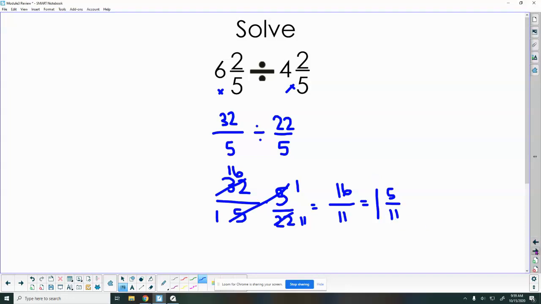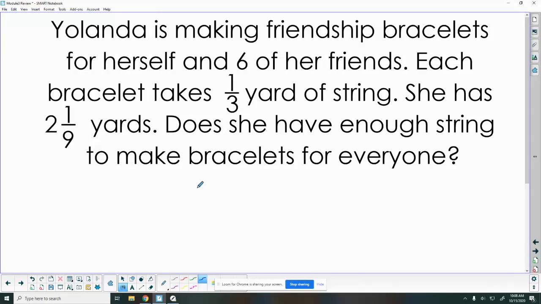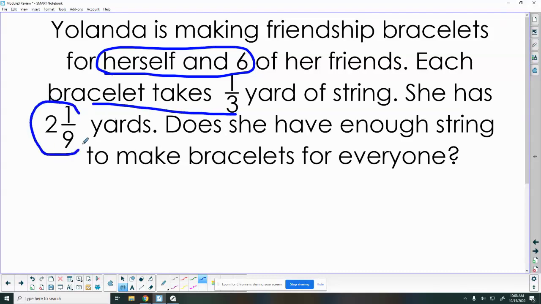Hey, we have Yolanda making friendship bracelets for herself and 6 of her friends. So all those people are getting friendship bracelets. Each bracelet takes 1/3 of a yard. So a bracelet is 1/3 of a yard of string. She has 2 1/9 yards. Does she have enough string to make bracelets for everyone? So see if you can set up what problem you would do to start this and then come back and see what I would do.